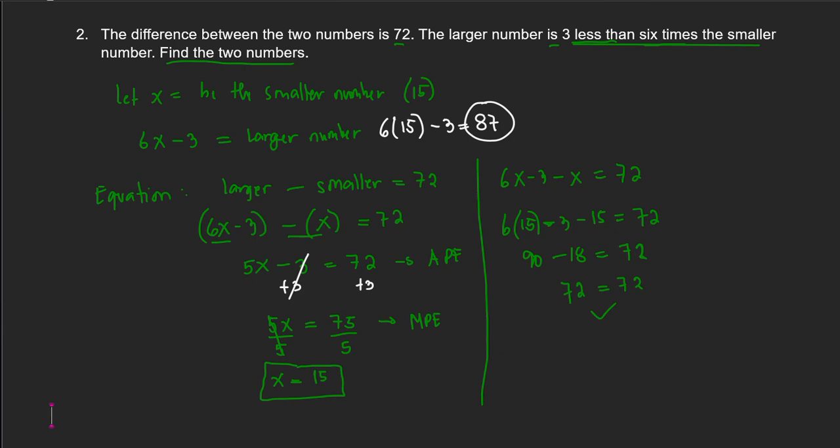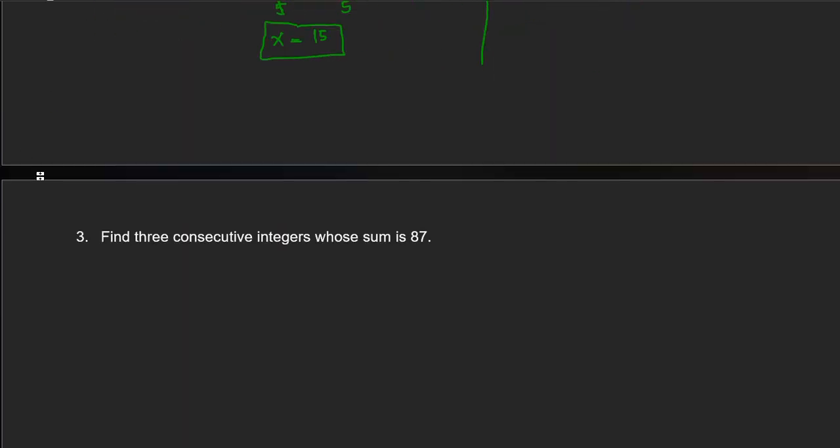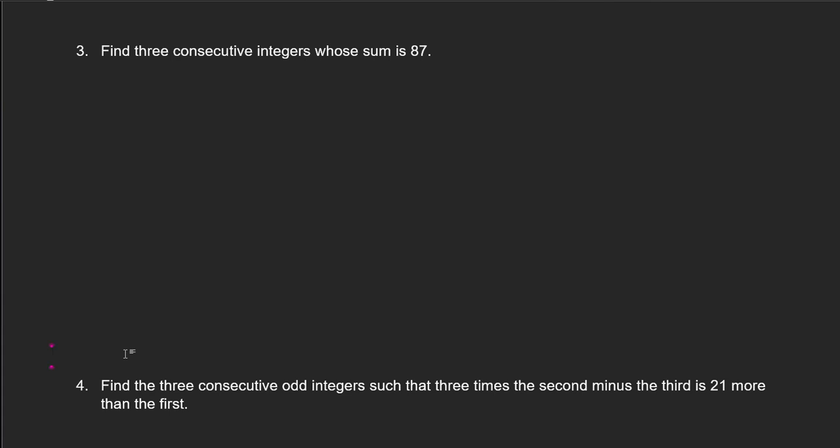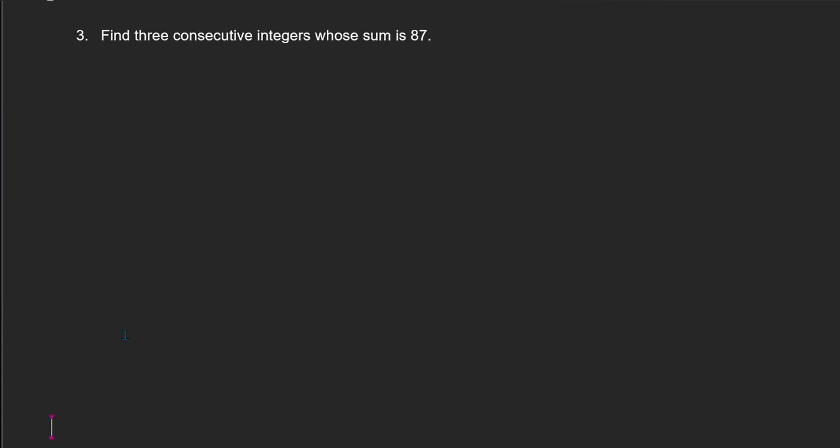Now, let's move on to number 3. So number 3 will be the same problem with number 1. In this part, we need to identify the three consecutive integers whose sum is 87. So basically, three consecutive integers na pag i-add po natin, yung result is 87. So pag sinabi natin consecutive, sunod-sunod.